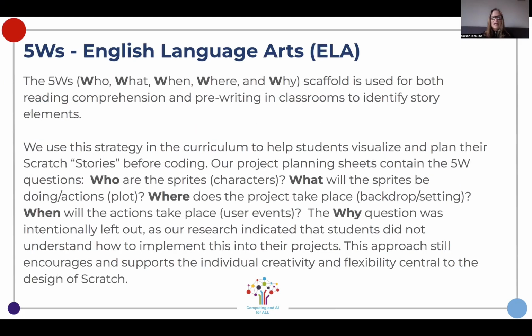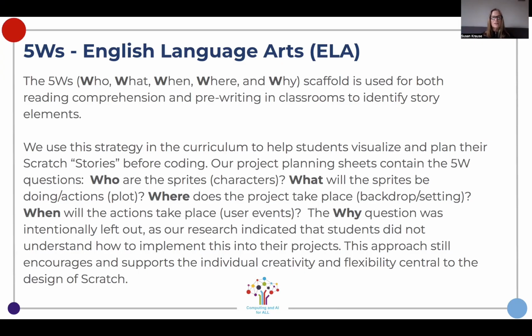5 W's, English Language Arts Pedagogy. The 5 W's, who, what, when, where, and why, scaffold is used for both reading comprehension and pre-writing in classrooms to identify story elements. We also use this strategy in our curriculum to help students visualize and plan their Scratch stories or projects before coding. Our project planning sheets contain the 5 W's as questions.